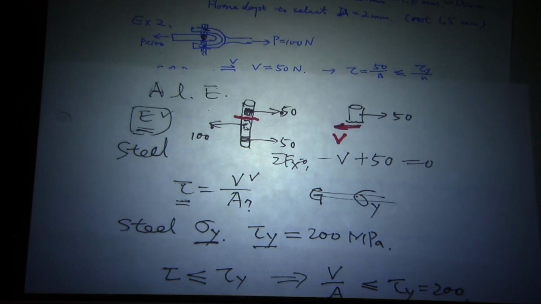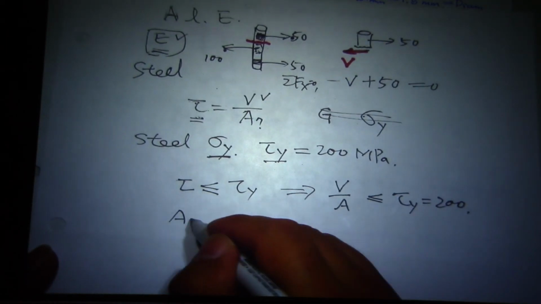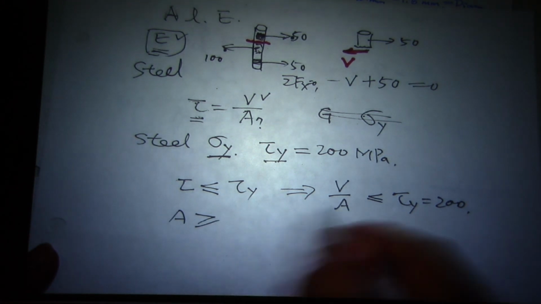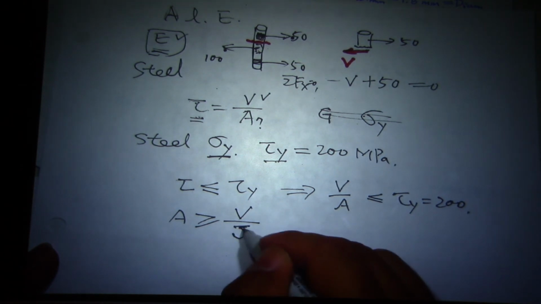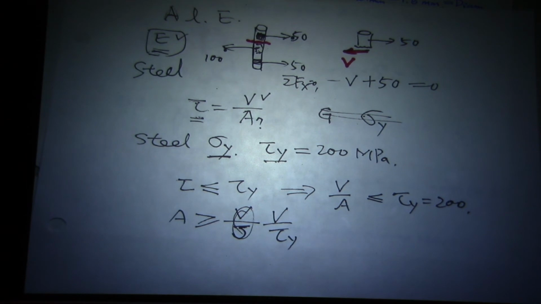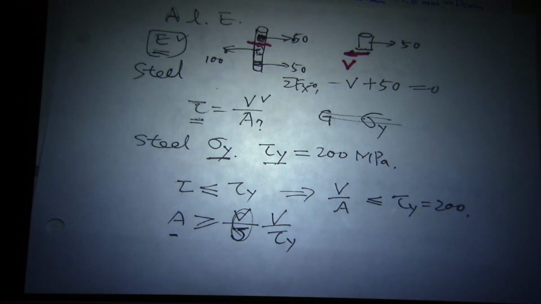Now, can I find out the A? A minimum area. So basically A will be bigger than or equal to this limit. It will be V over tau y. Right. Okay, so then I found out this A range.